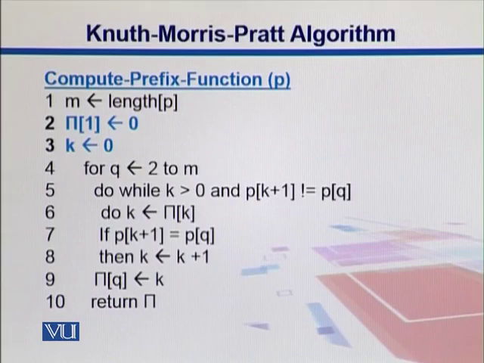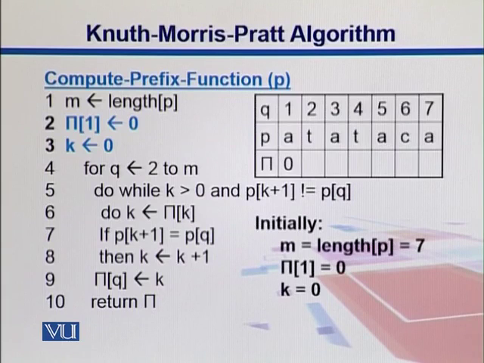First of all we take the pattern, and this is all about the pattern, guys, so nothing to do with the text. We take the length of the pattern and store it in a variable m, and then we have pi of 1 which is initialized to 0, and k is also 0. Right now we start with this situation, and in this table you will see a queue at the top, from 1 through 7, and then the pattern, which is A, T, A, T, A, C, A.